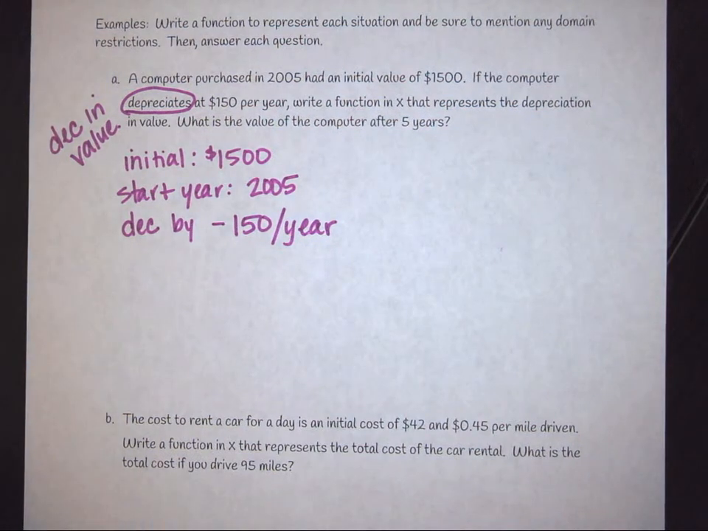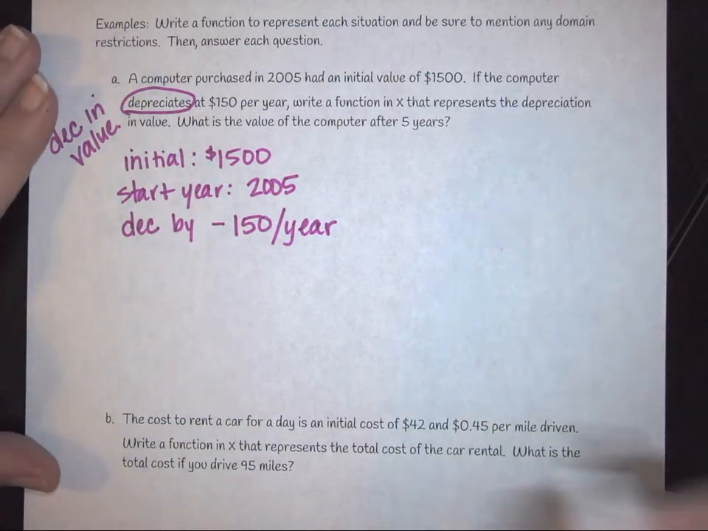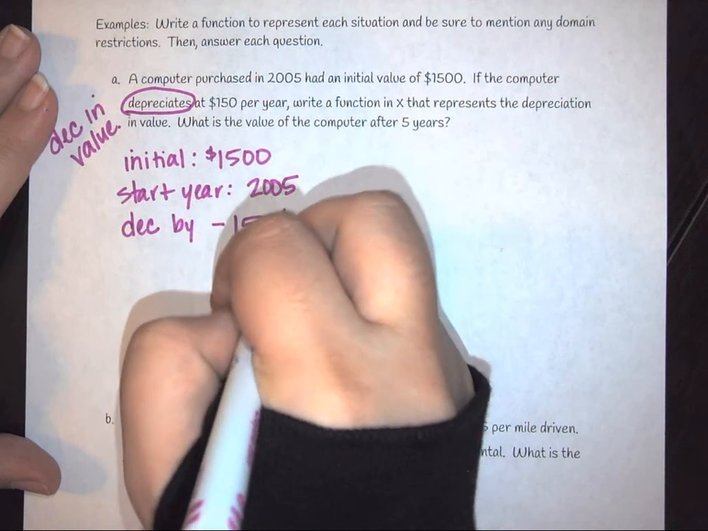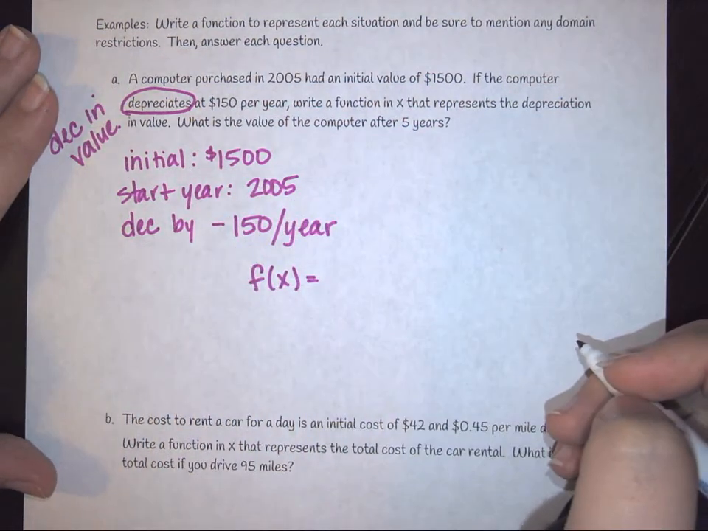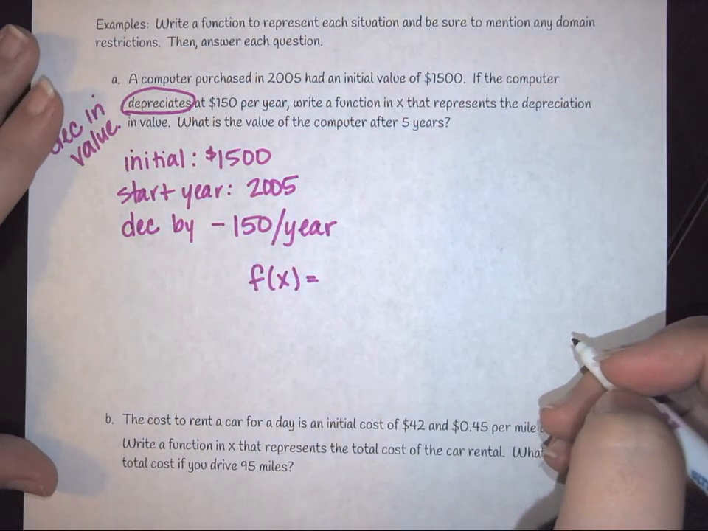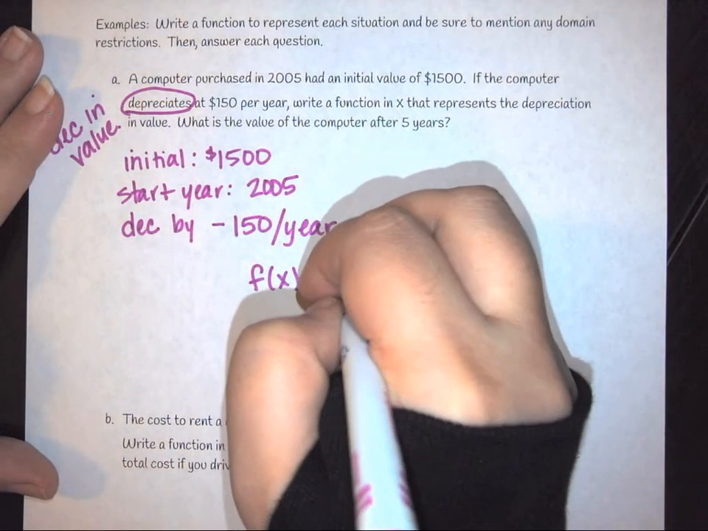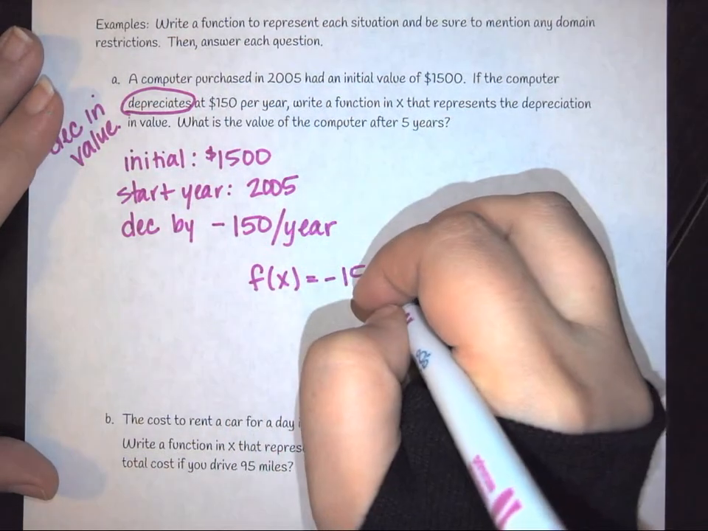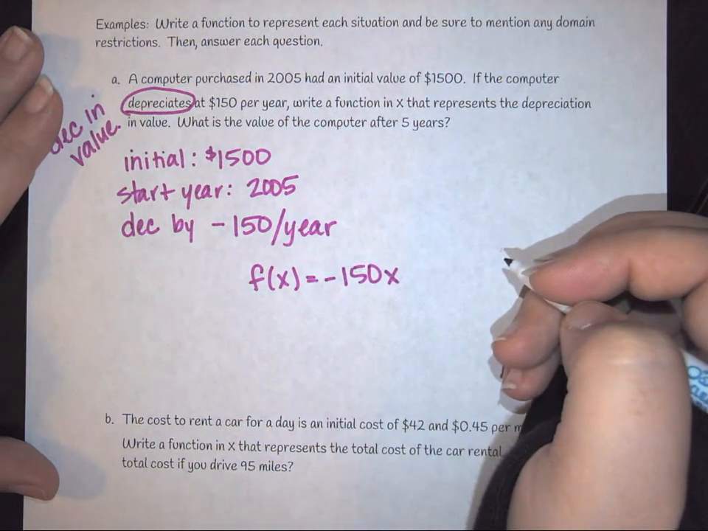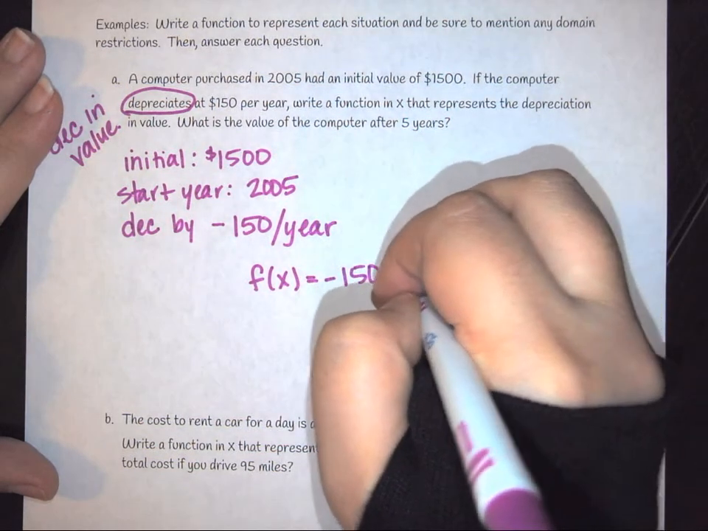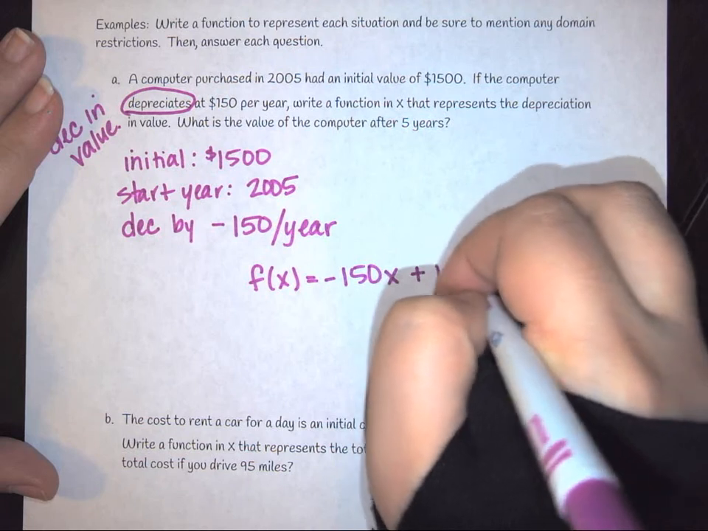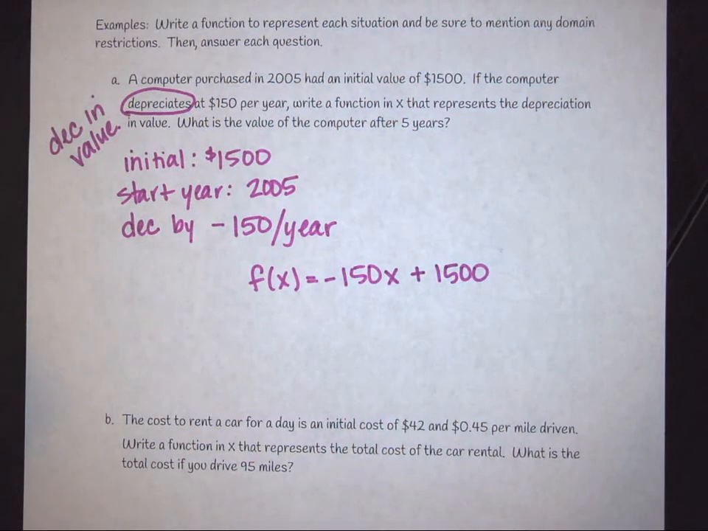So the question wants you to write a function in x that represents that depreciation. So, what do we know? Well, we know that my function at x is going to be my depreciation, so negative 150. We don't know how many years, but then we have to add in the initial cost of my computer. And thus, that is the function that we had to write.